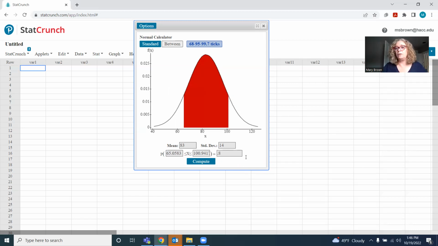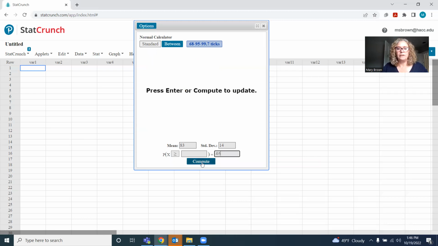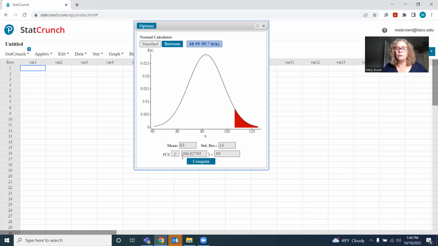What about if I want to know the top 5%? What is the score for the top 5%? Now, I think it's going to be over 100 theoretically with this, but let's see. So instead of between, I want standard, and I want to know X is greater than or equal to, and I want the greater than or equal to to be 5%, 0.05. Hitting compute, the score for the top 5% of the class is 106. Probably not likely because I don't think anybody has over 100% in that class. But theoretically, based on that mean and standard deviation, that's what it would be.